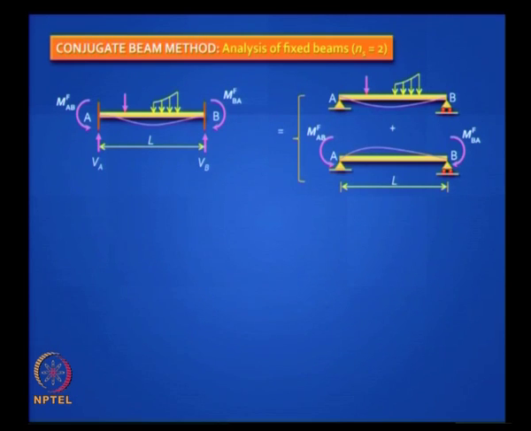You can release the fixity, and so you get a statically determinate structure which is a simply supported beam, which you can divide into two parts, as you can see there, one where you have the loading and the other where you apply the fixed end moments, which are hogging moments, MFAB and MFBA at the two ends.